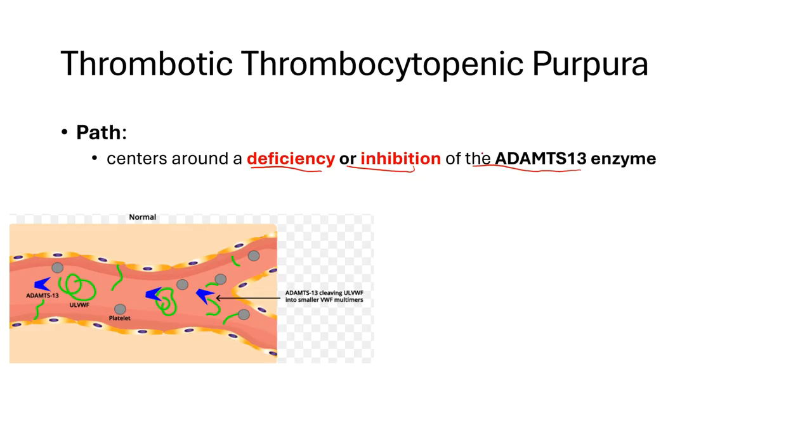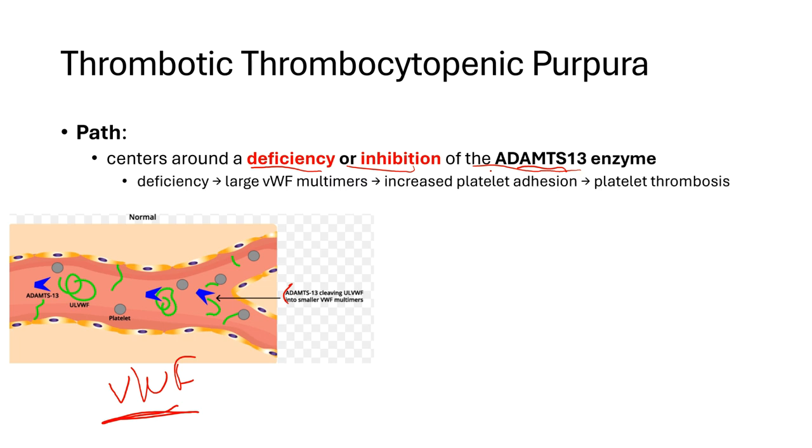Normally, ADAMTS13 is a metalloprotease enzyme responsible for cleaving large multimers of von Willebrand factor. This is cleaved into smaller, less active forms. Von Willebrand factor mediates platelet adhesion during vascular injury. Thus, cleavage of the VWF multimers prevents excessive platelet aggregation and thrombus formation. Thus, when ADAMTS13 enzyme is present, we do not have platelet aggregation and we do not form thrombus.